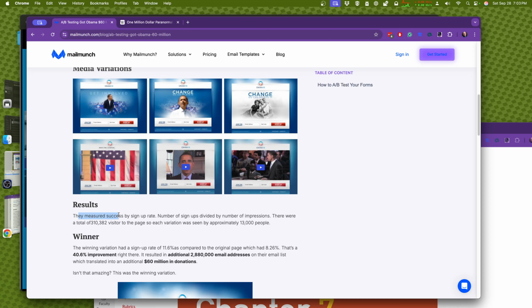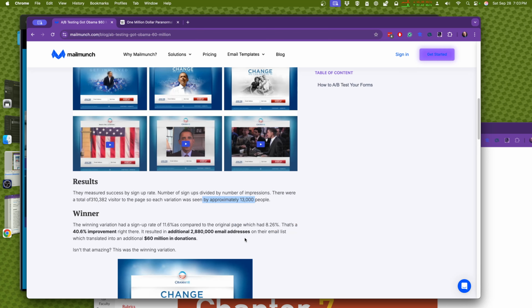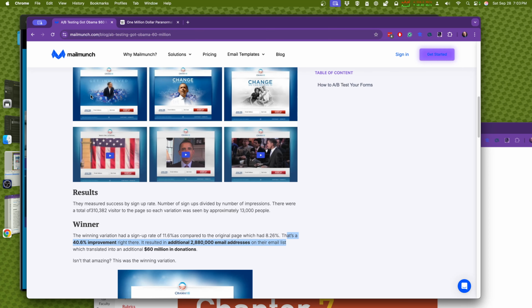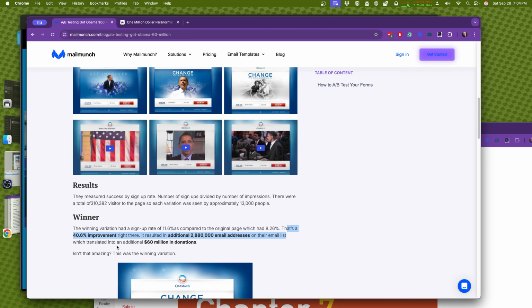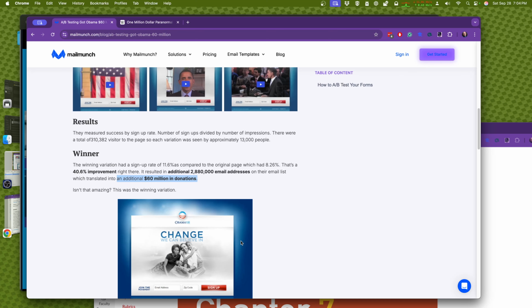Okay, so they measured the successful sign-up rate. So they're looking at conversion rates. The number of signups divided by the number of impressions. There were a total of 300,000 visitors to the page, below seen 13,000 people. The winning variation had a sign-up rate of 11% as compared to 8%. That's a 40% improvement. So just the difference in the picture, I guess, is a 40% improvement. It resulted in an additional 2.8 million email addresses on their list, which translated to $60 million in donations.